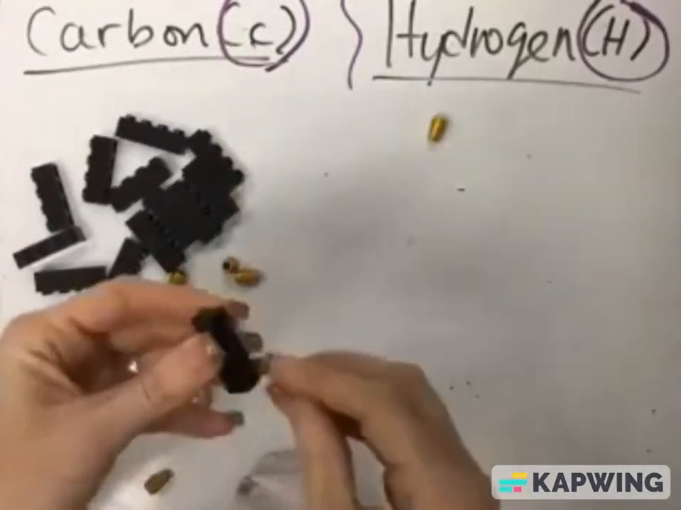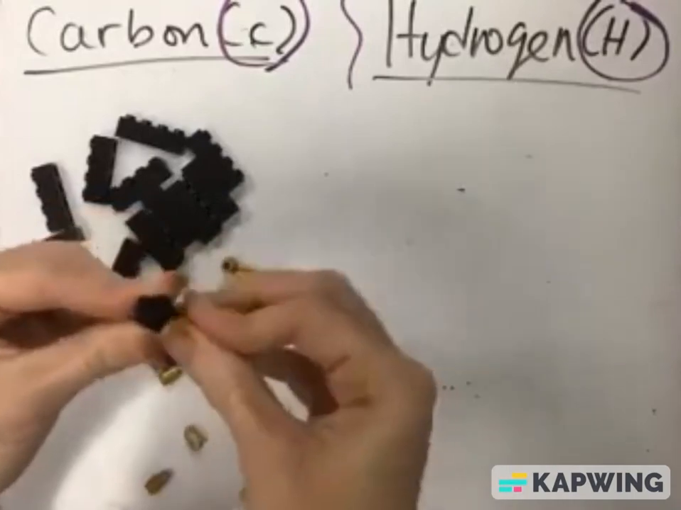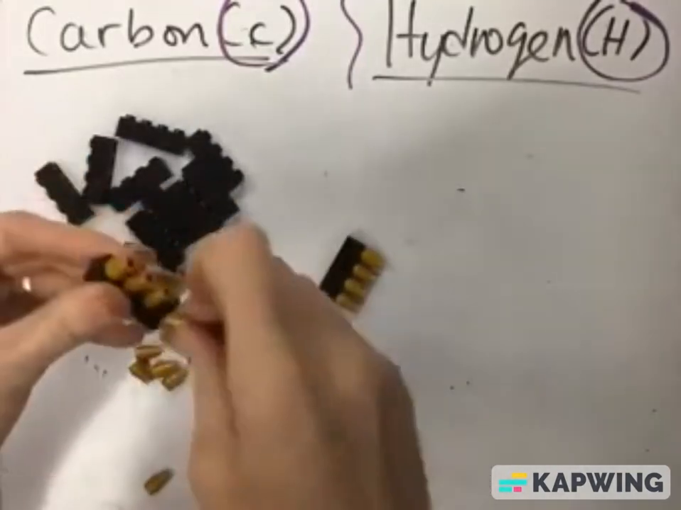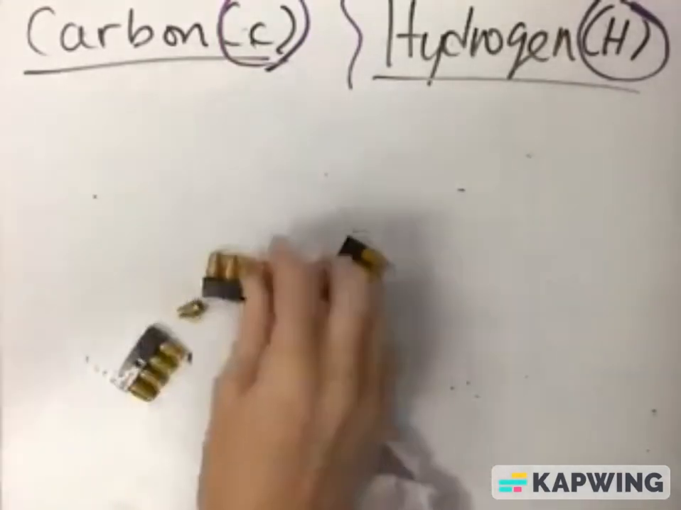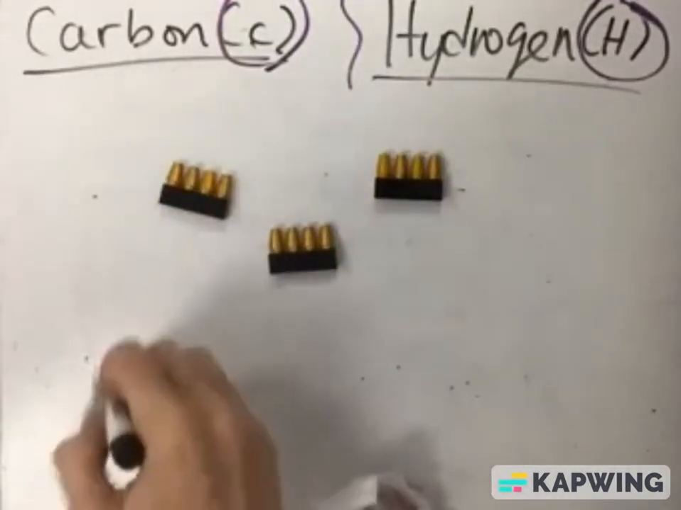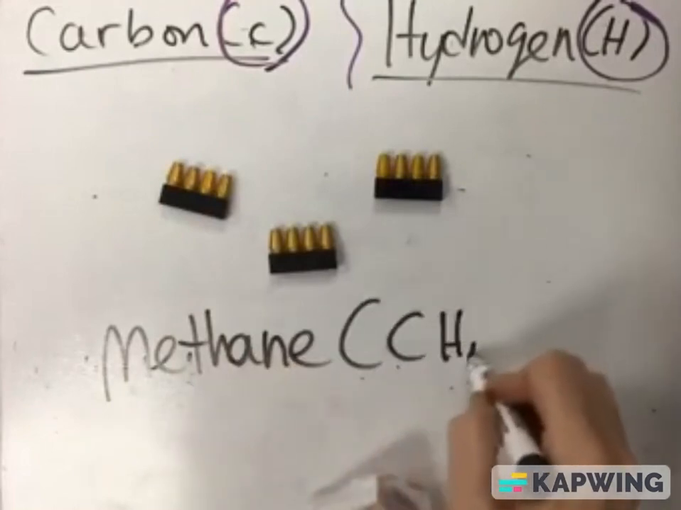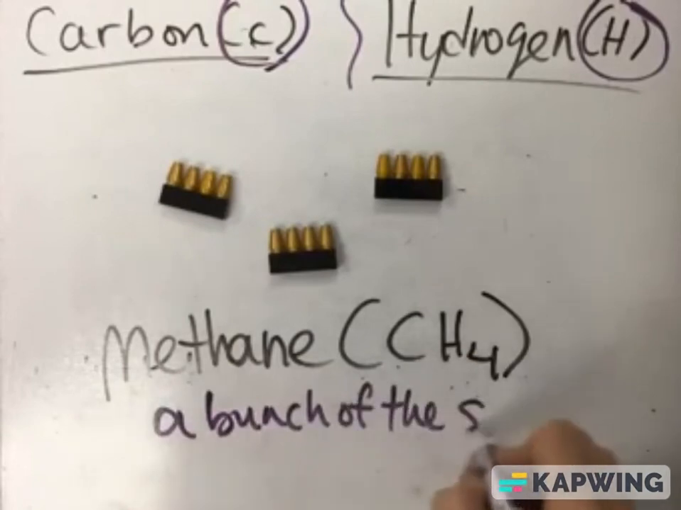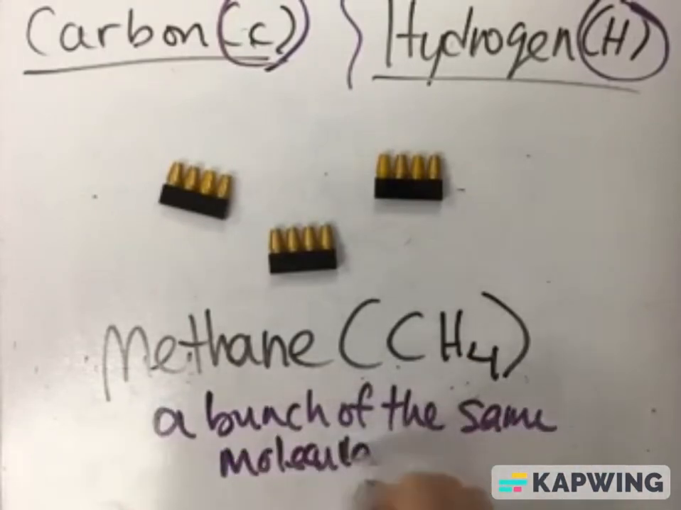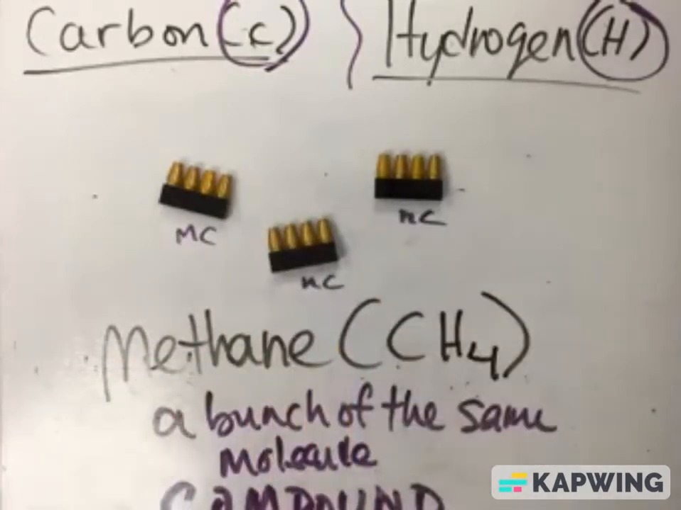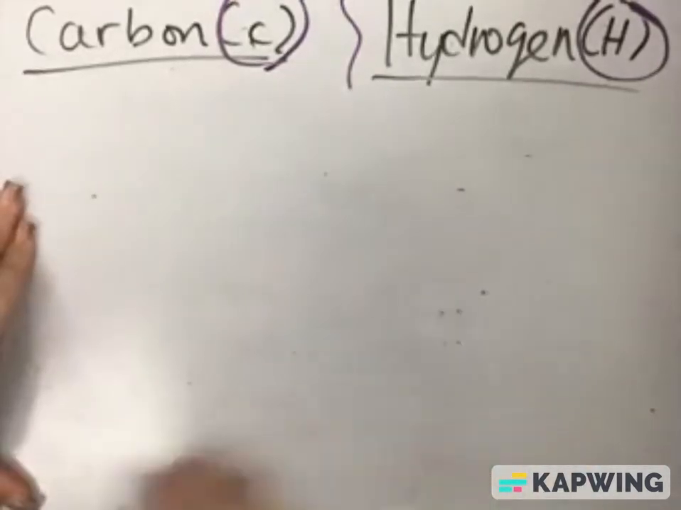And in the real world, carbon will also often attach to 4 hydrogen friends. 1, 2, 3, 4 to a carbon. So we have 4 hydrogens and 1 carbon. Can you guess what the formula is going to be? This is a substance called methane, a chemical called methane. CH4, 1 carbon, 4 hydrogens, is a bunch of the same molecule, a bunch of CH4 molecules. Therefore, it is a compound. Molecule. Compound of methane, CH4.